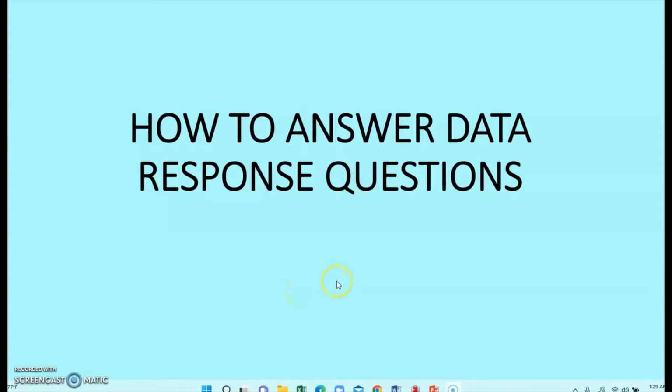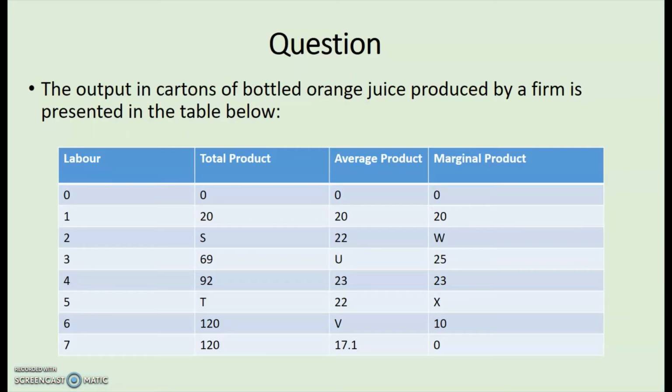Today's lesson, I'll be showing you how to answer data response questions. Now we have a question which is: the output in cartons of bottled orange juice produced by a firm is presented in the table below.